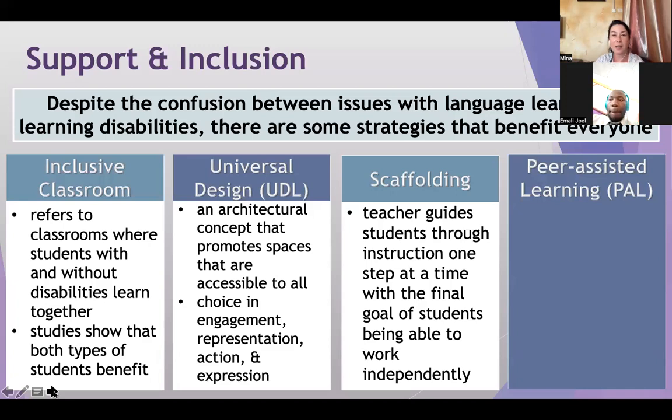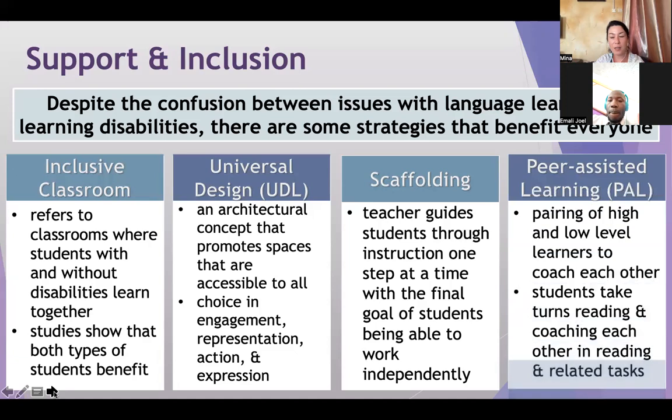And then finally, peer-assisted learning. This is where we're talking about pair work, and this is a very specific type of pair work where we have a high level and low level learner working together, and both work as coaches.